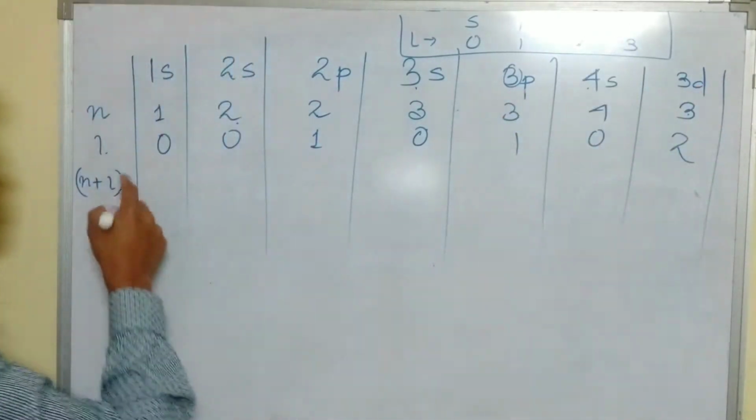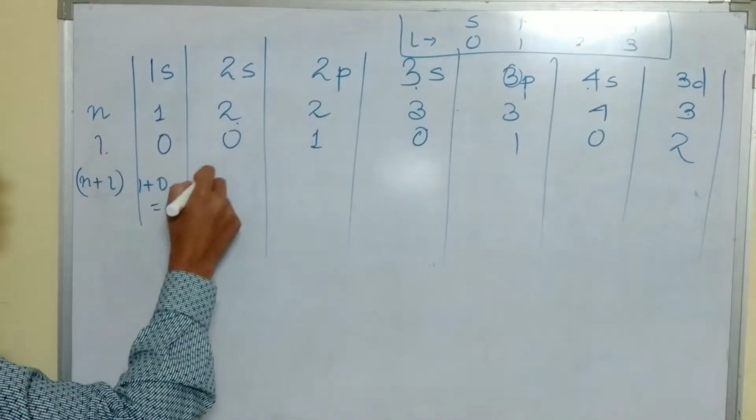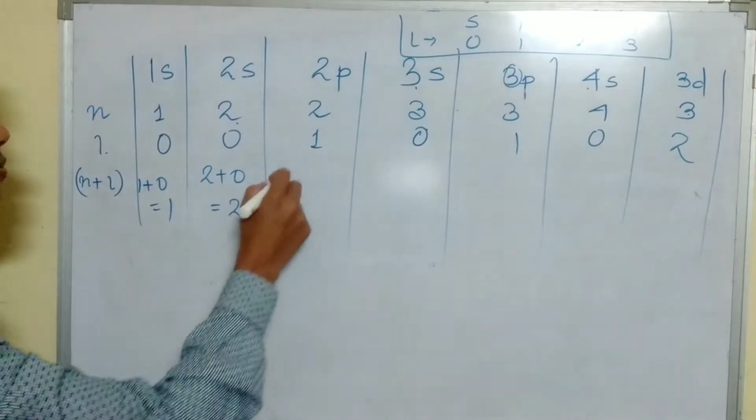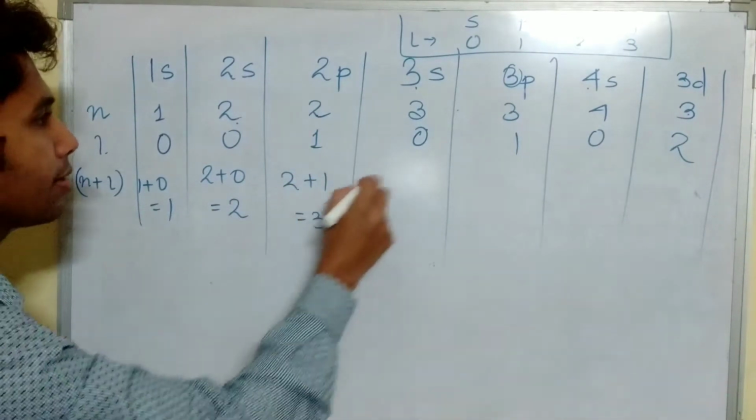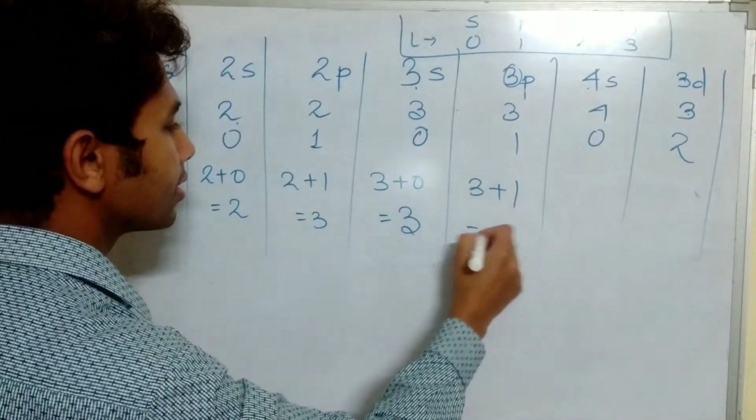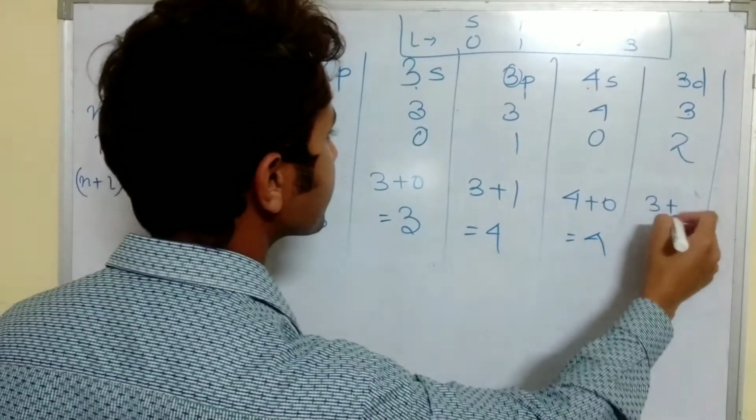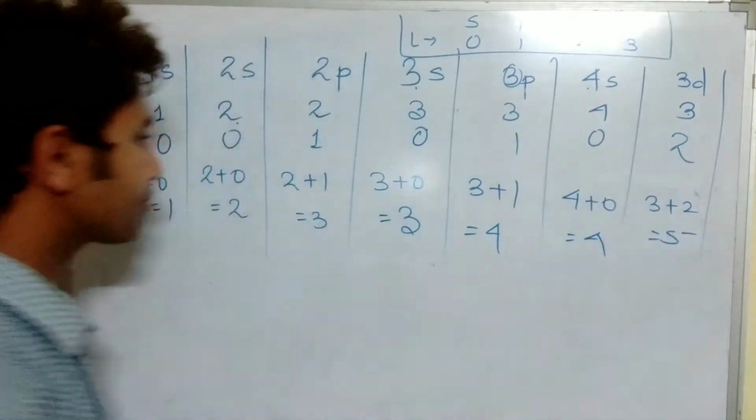Now n plus l value here: 1 plus 0 is equal to 1, 2 plus 0 is equal to 2, 2 plus 1 is equal to 3, 3 plus 0 is equal to 3, 3 plus 1 is equal to 4, 4 plus 0 is equal to 4, 3 plus 2 is equal to 5.